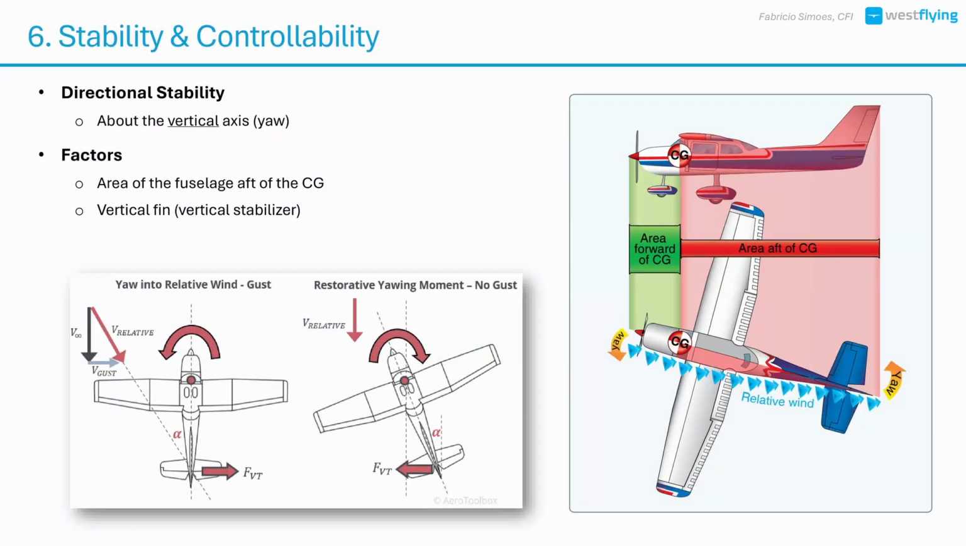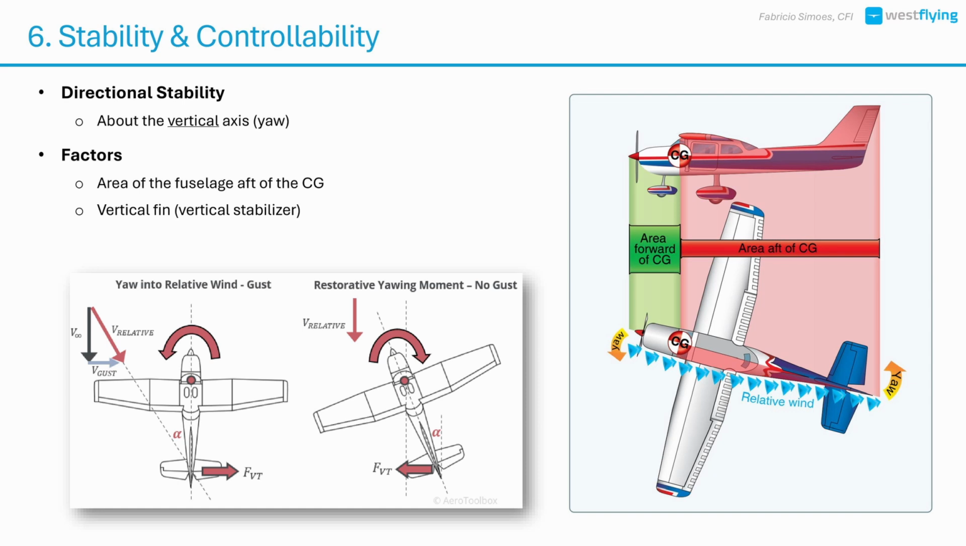The last axis of stability is directional stability. This refers to stability around the vertical axis, or yaw stability. Imagine you're flying straight and a crosswind pushes the nose slightly off course. Will the aircraft naturally weather vane back into the relative wind? If yes, it has positive directional stability. Two main features contribute to this.